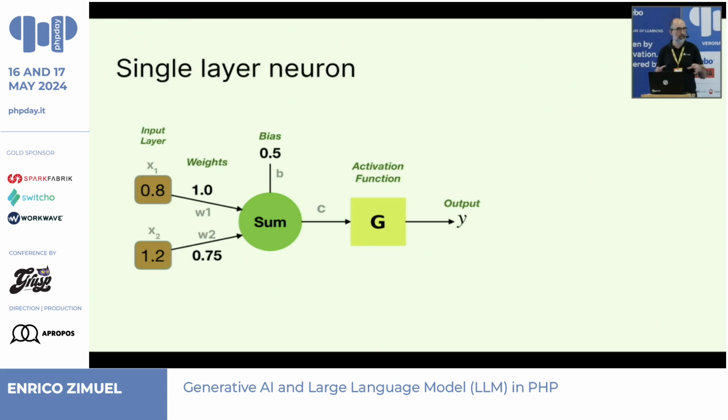We need to sum together these numbers with some weights. This is the connection that has another number, the weight of the connection between the neurons. This is the sum. You have a bias, which is a constant that you have to add to the model itself. And at the end, you have this activation function.